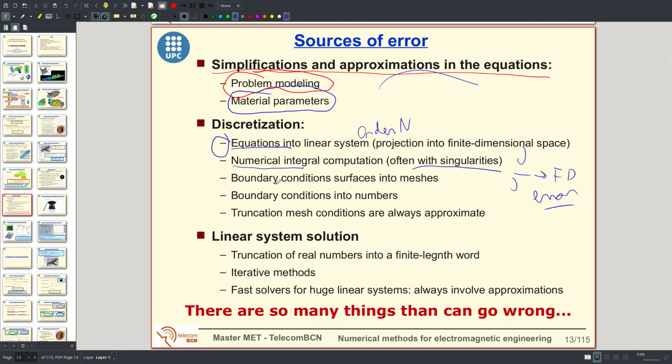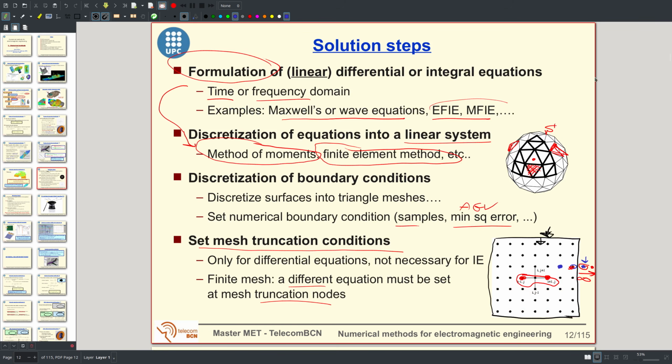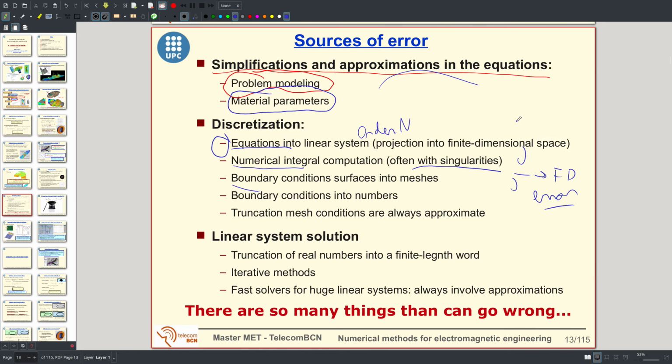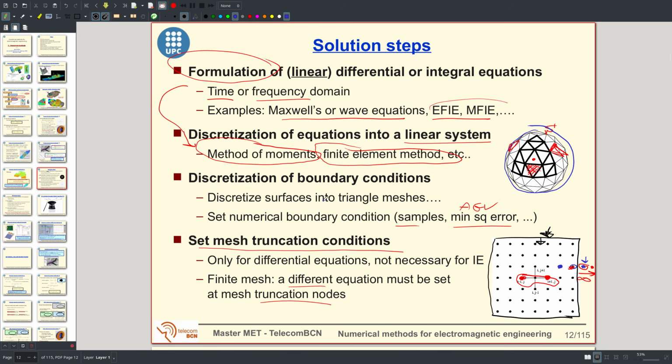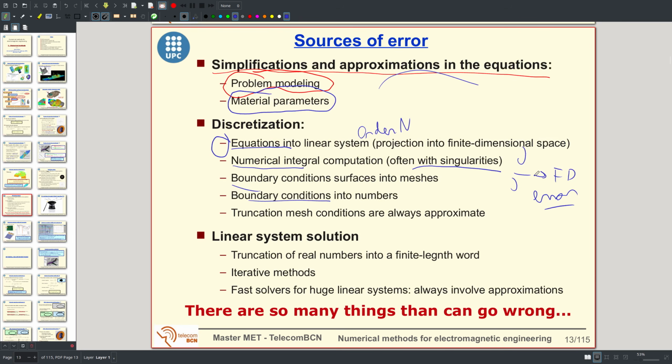You have to approximate the surfaces with meshes, or the volume with a volume mesh. This introduces error. For example, remember the spherical surface here. The spherical surface was discretized into a mesh of triangles. The mesh of triangles is a polyhedron, not exactly equal to the sphere. We have to discretize the boundary conditions into numbers, as I said before, either a sample or an average of the error of the boundary condition, average of the square error, whatever.